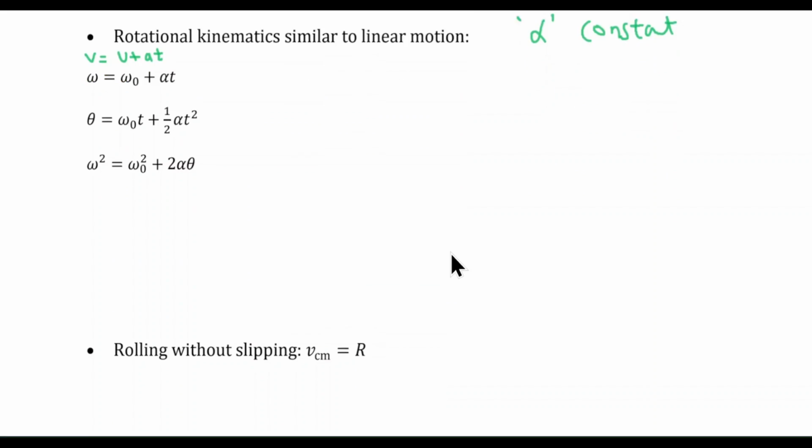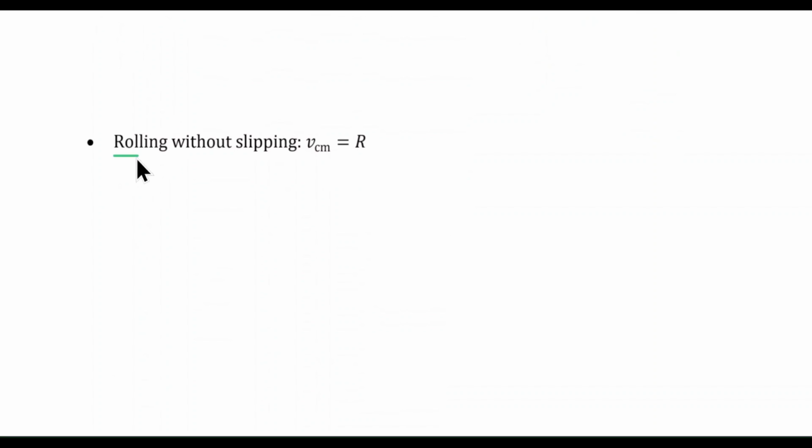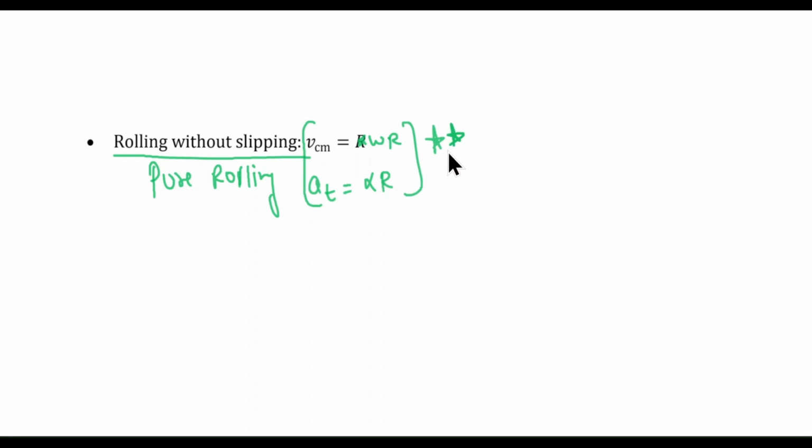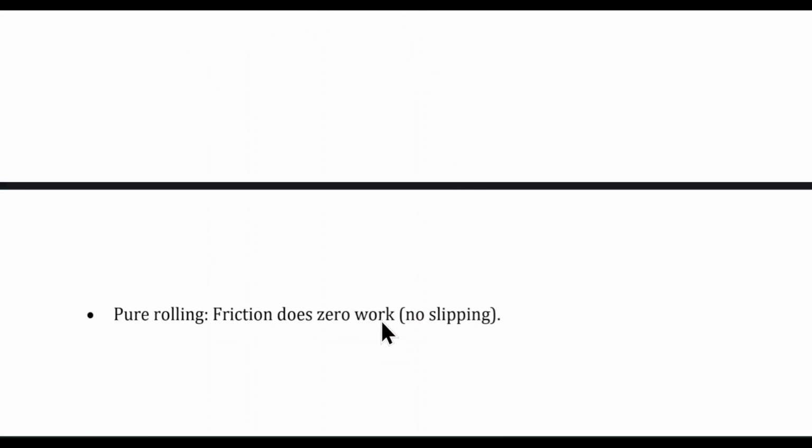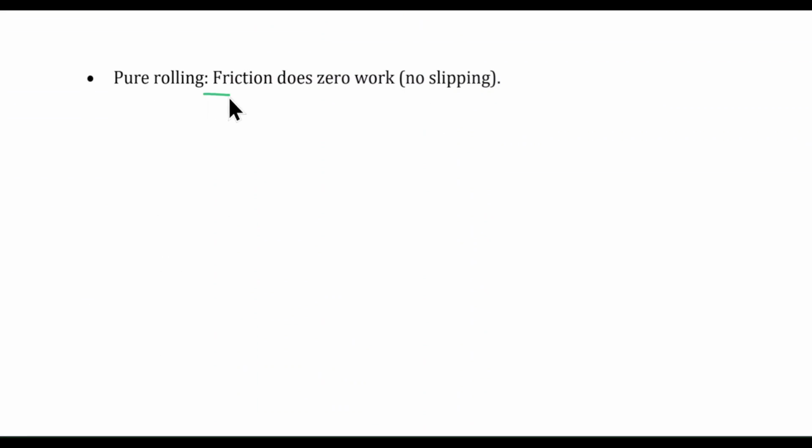Pure rolling is a very important term in rolling motion. If there is rolling without slipping, also called pure rolling motion, then the V center of mass is always equal to omega r. Likewise, tangential acceleration is always equal to alpha r. These are very important terminologies. Also, in case of pure rolling, friction does not do any work. The work done by friction is always zero because it's static. There is no slipping of that point. Right, done with this unit.